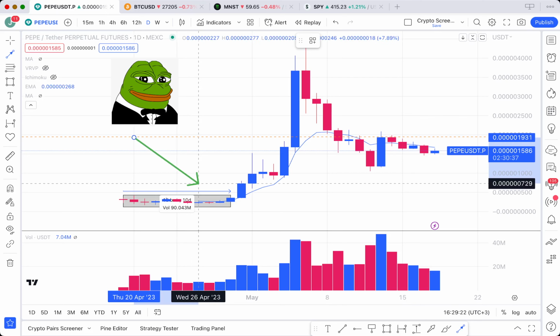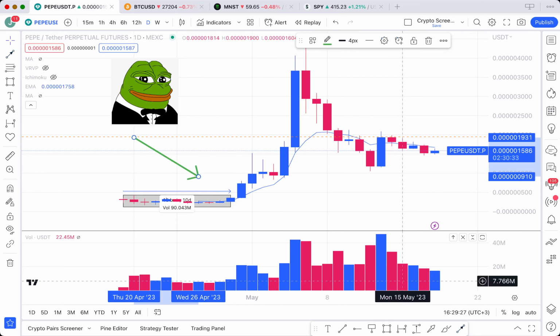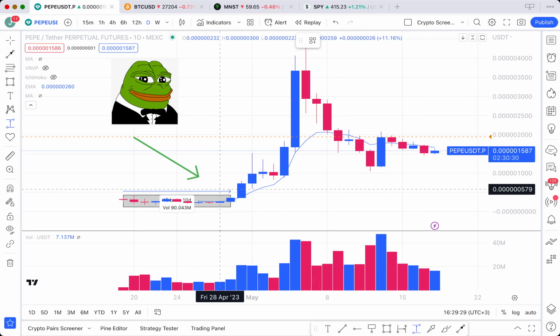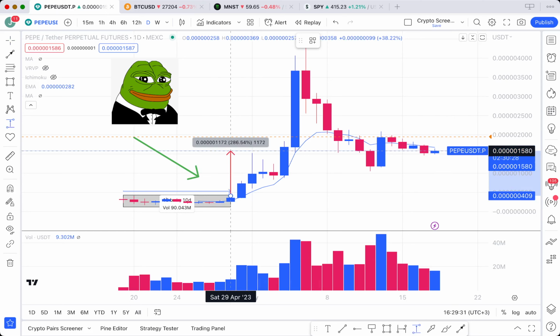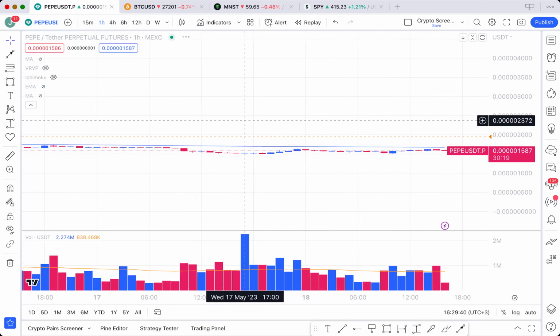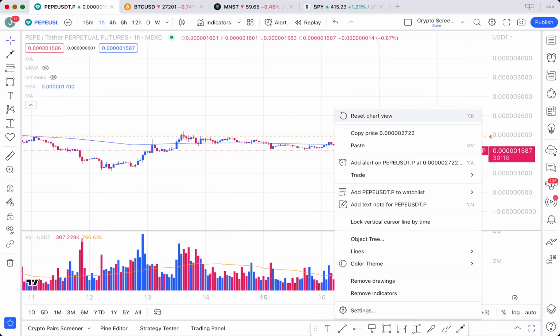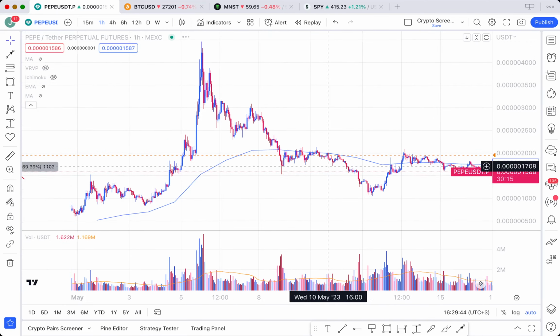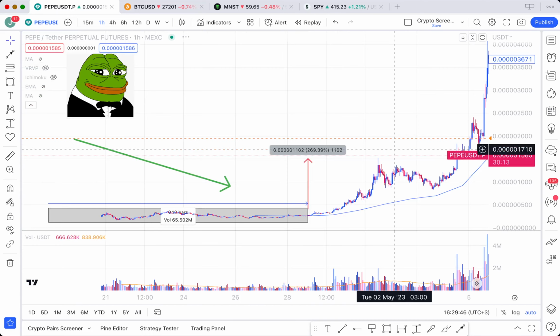But then what happened? We saw a 2-day move up. This move up, if we take it from the breakout over here, was roughly 270%. Now let's dive in a little bit deeper, because I want to show you how this looks on the 1 hour chart. And we reset the chart so it would look better. This is how everything looked back then.